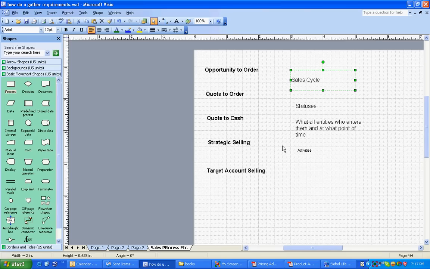So they will be dealing with banks, a lot of big sales cycles. They will be calling them, meeting with them, talking to them, negotiating with them, and so on and so forth. So their sales cycle is very complex. Their sales process is very complex. And for them we will come up with the right strategy. But for this simple opportunity to order, the statuses will be prospecting, qualification, closed won, closed. These are the main things.